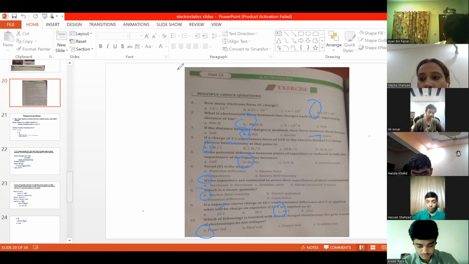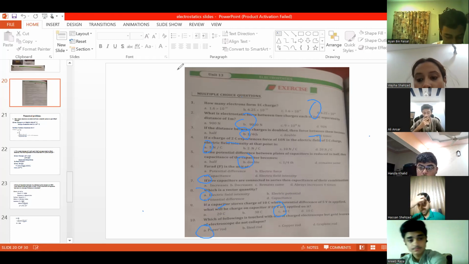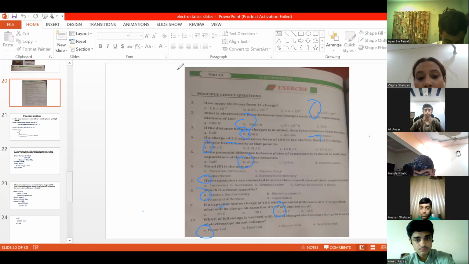If we bring the steel rod, copper rod, and graphite rod closer to the charged electroscope, what will happen? The gold leaf will collapse because they are conductors. So the right option is option A.